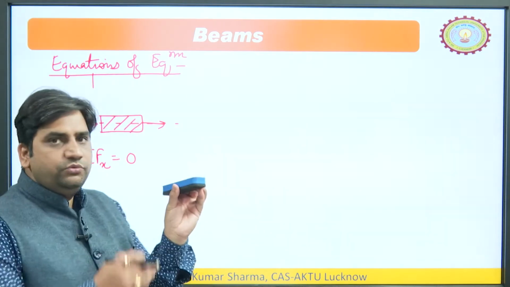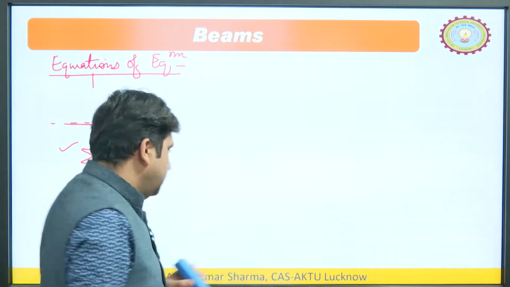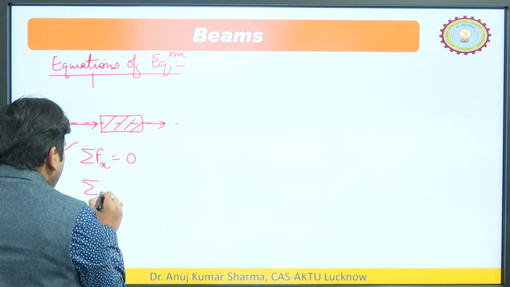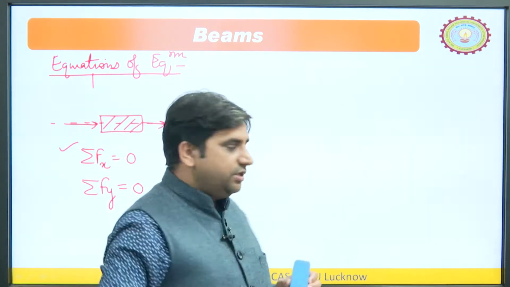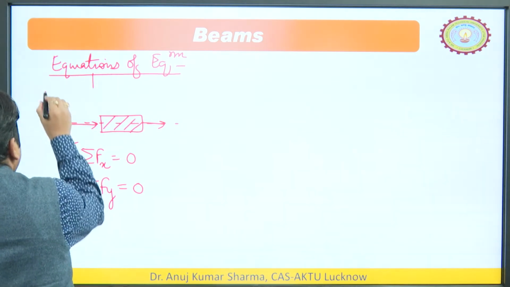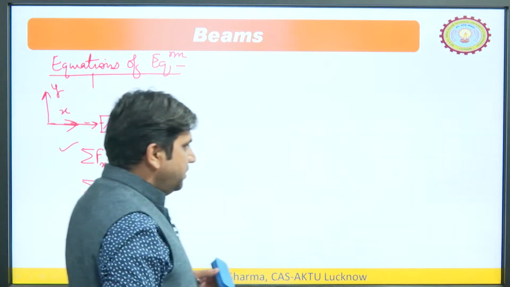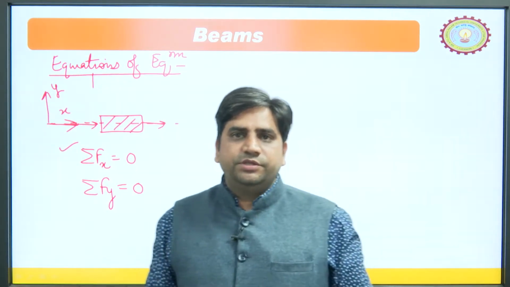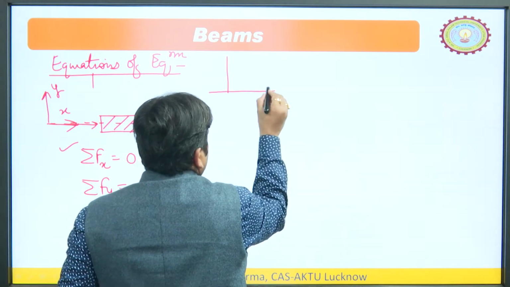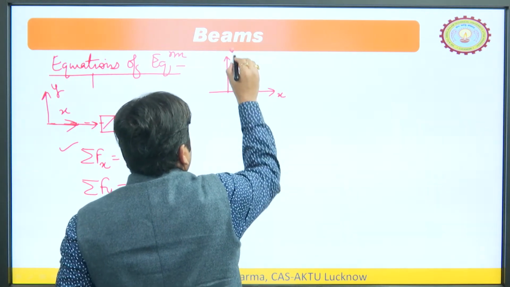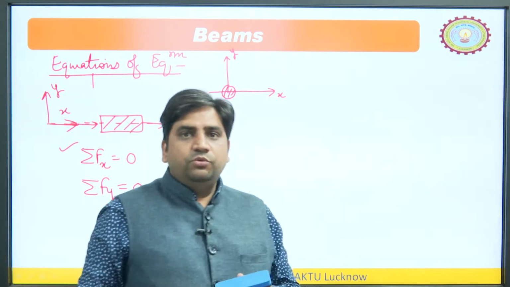So, if we want to restrict its motion in the y direction, what do we have to do? We have to make the algebraic sum of all the forces in the y direction equal to 0. Let us say this is the y axis, this is the x axis. So, this is the two dimensional force system we are talking about. Let us say this is the x direction, this is the y direction and our body is placed here.